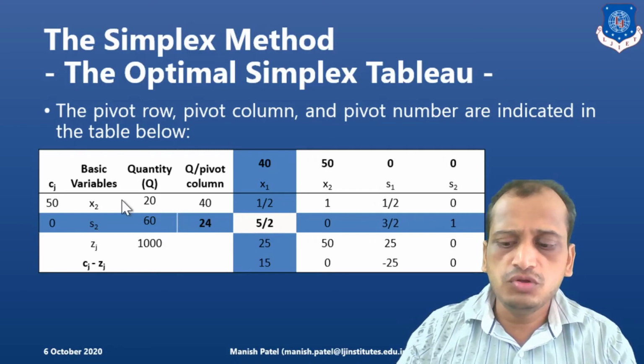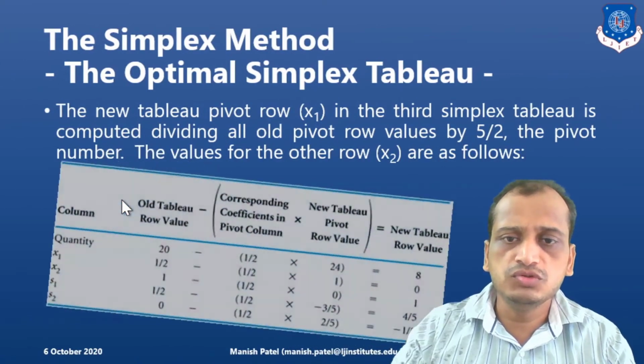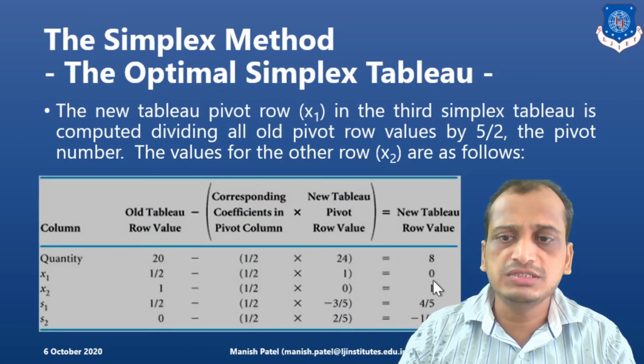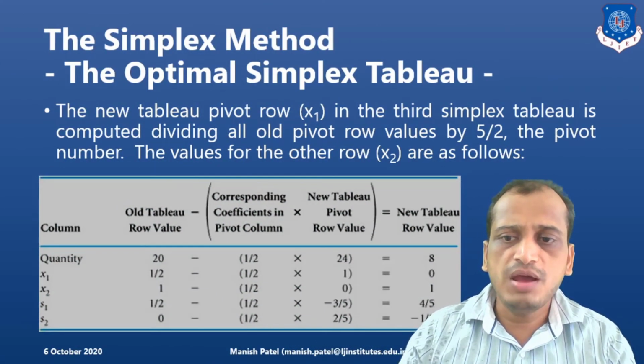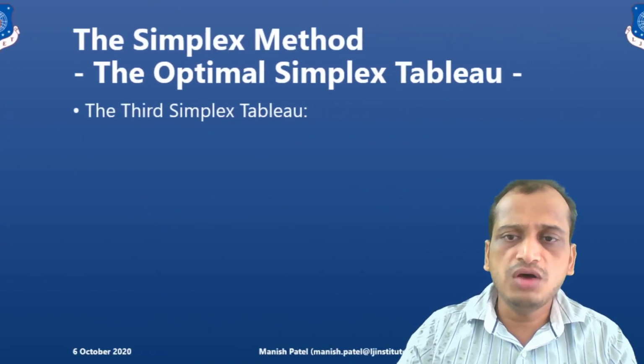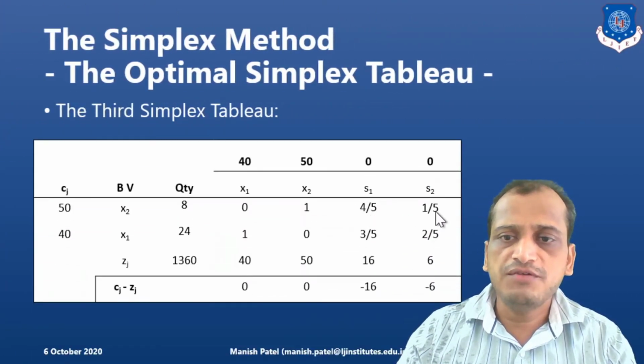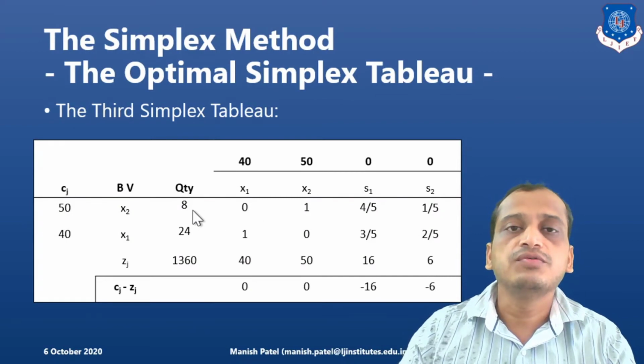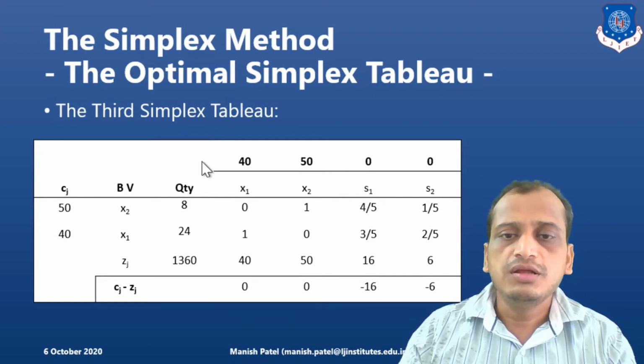For this row, we have to use this formula. For the top row, we use this formula, and we got these values: 8, 0, 1, 0, 1, 4 by 5, minus 1 by 5. So we just put down the values of 4 by 5, 1 by 5, 0, 1 and 8 in the top row. Clear? In this way we have got the final optimal simplex table.